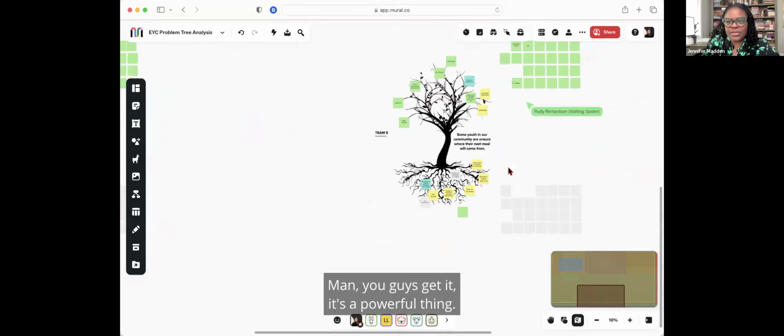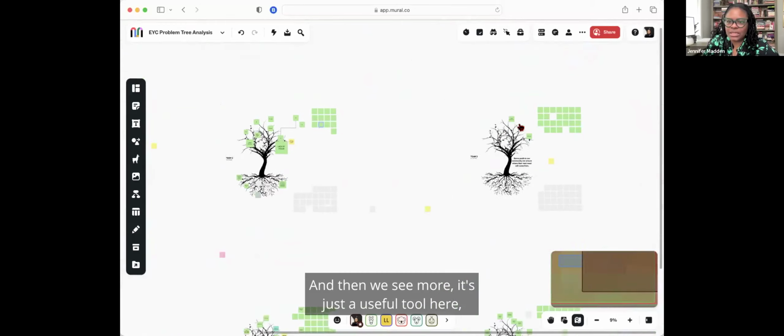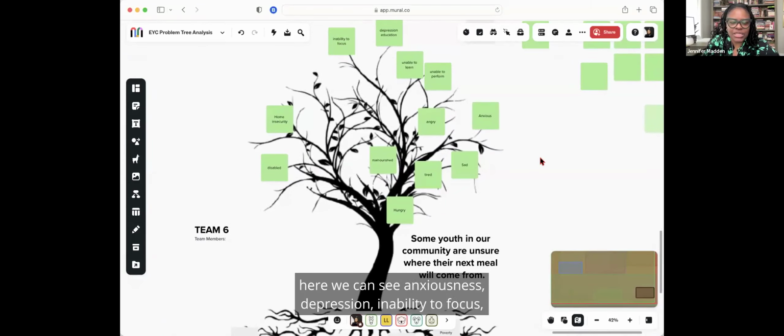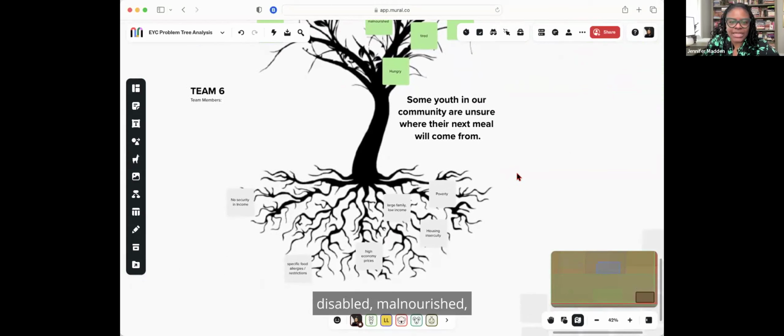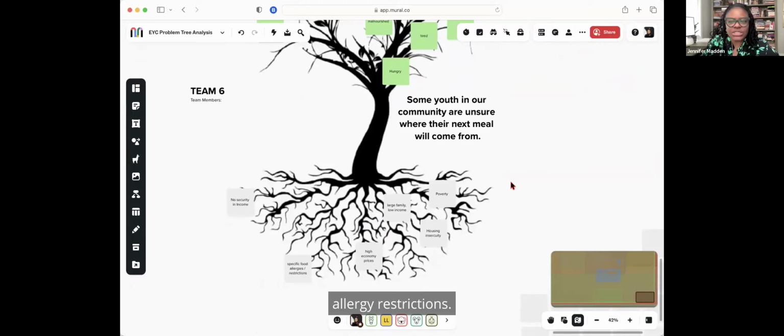You guys get it. It's a powerful thing, and then we see more. It's just a useful tool. Here we can see anxiousness, depression, inability to focus, disabled, malnourished. And then at the root, economic stress, housing insecurity, allergy restrictions. So again, being able to understand the challenges at the surface as well as at the roots can help us think through how we can approach our way forward.